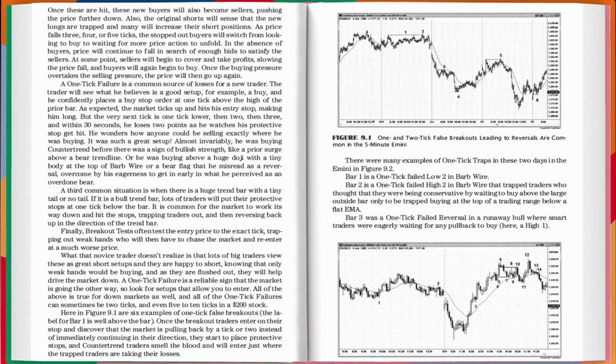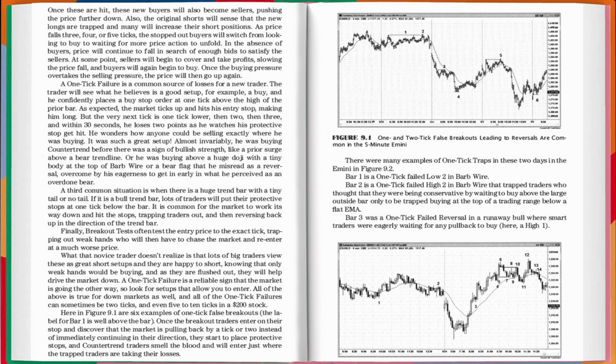A third common situation is when there is a huge trend bar with a tiny tail or no tail. If it is a bull trend bar, lots of traders will put their protective stops at 1 tick below the bar. It is common for the market to work its way down and hit the stops, trapping traders out, and then reversing back up in the direction of the trend bar. Finally, breakout tests often test the entry price to the exact tick, trapping out weak hands who will then have to chase the market and re-enter at a much worse price.